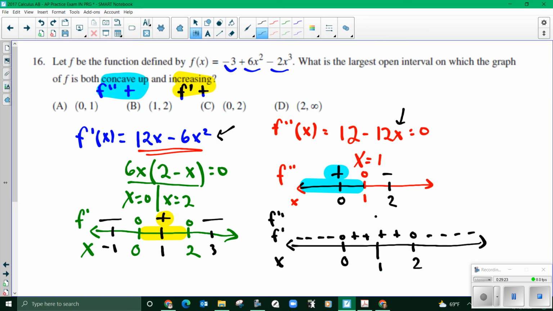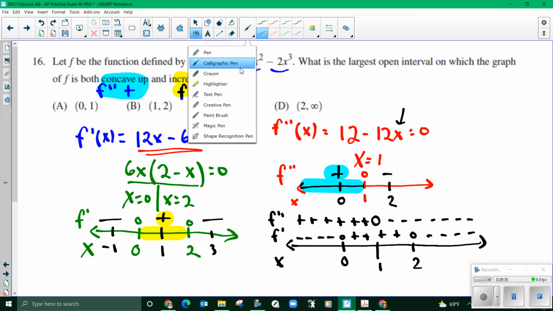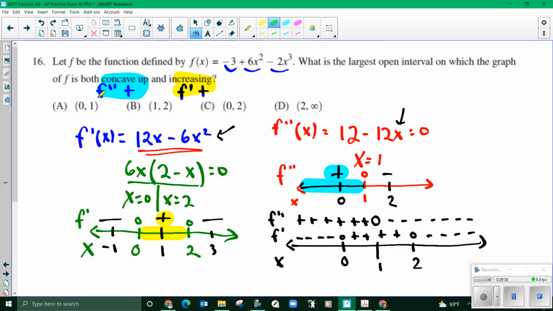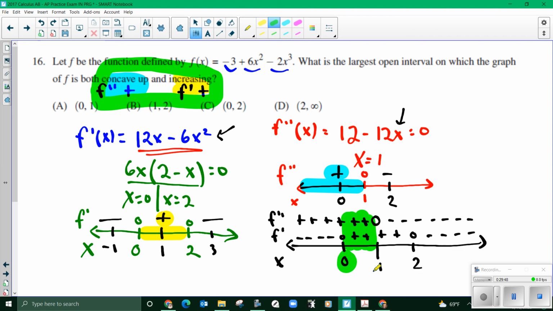Now I'm going to do above that. This is my second derivative up here. It's positive all on this side, and it's negative all on this side. Now, where are they both positive? They are both positive right here. See where the plus signs are on top of the plus signs? Between 0 and 1, which means choice A. All right? I just like the visuals. They're good stuff.